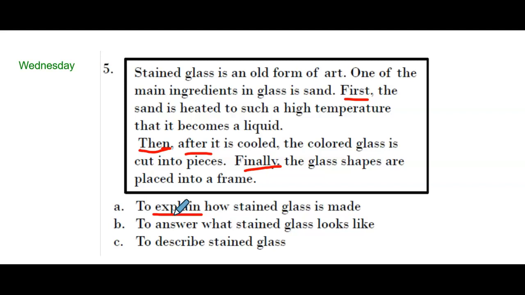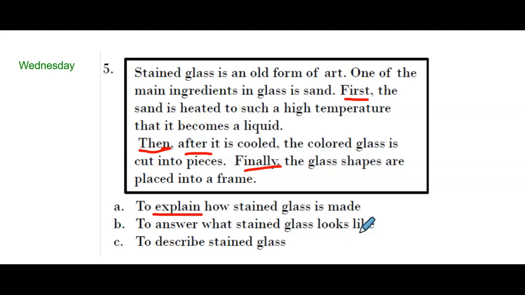So we're not going to circle the answer choice yet. Remember, we want to read all of the answer choices. Slash the trash first and pick the best answer last. So we're going to leave A alone. Let's look at answer choice B. To answer what stained glass looks like.